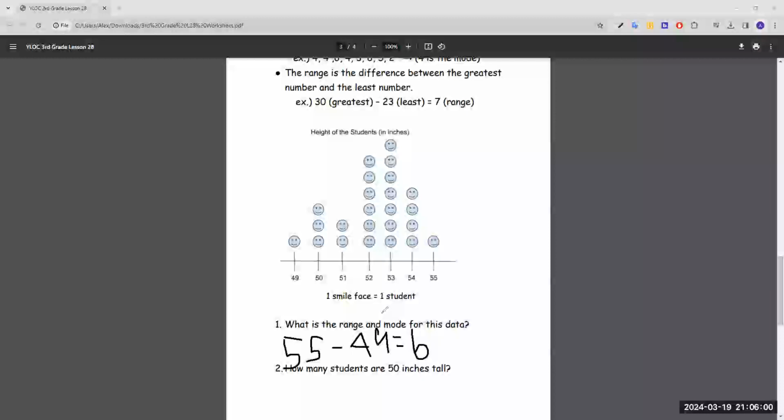And mode would be the number with the greatest frequency. So that would be 53 because it has the most smiley faces and each smiley face is a student. So mode would be 53. Number 2, how many students are 50 inches tall? So 50 here, and we got 1, 2, 3 students, which means 3 students are 50 inches tall.